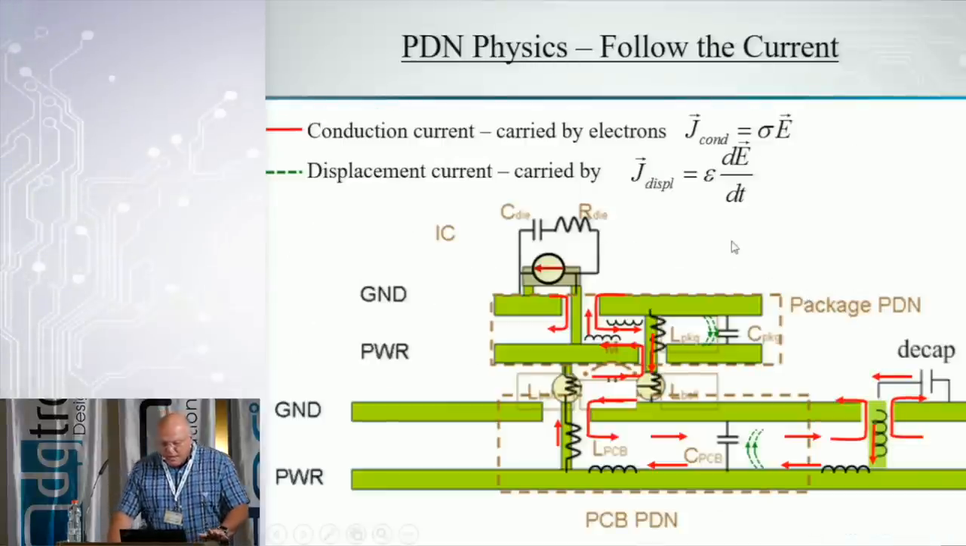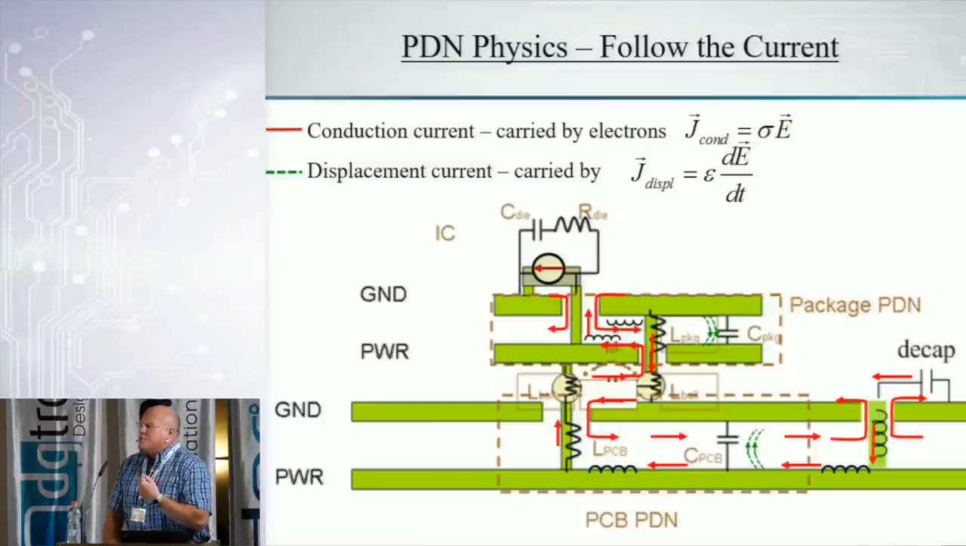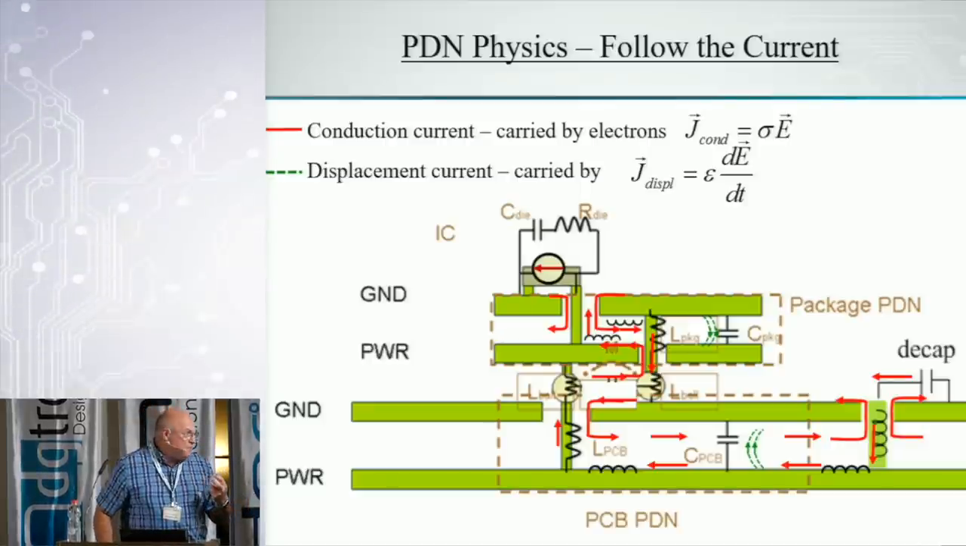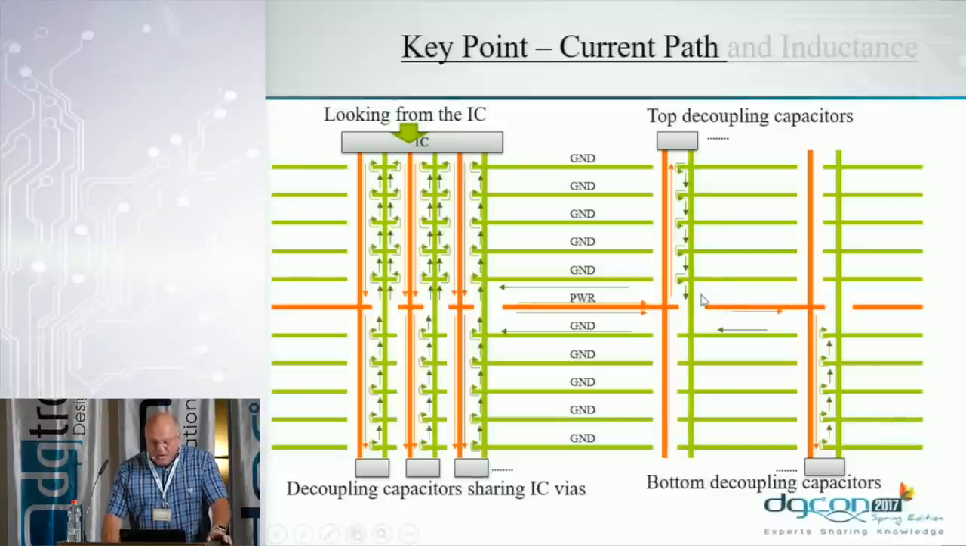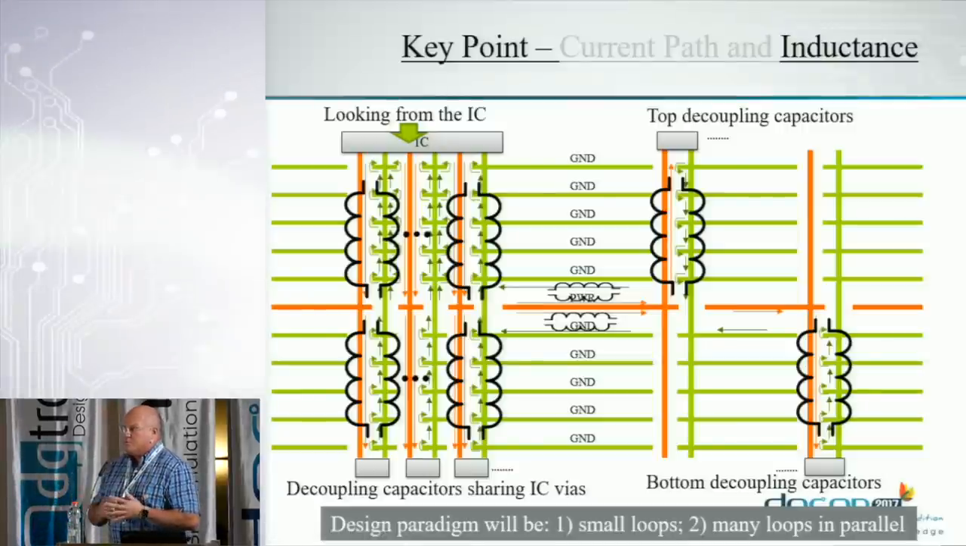Again, if we look at that same picture, but now we want to include the package here. So we go to the decap, down, across, up. We go up on the package and then up to the IC. We have the same story on the package as well, except the package geometry is even more complicated. But the geometric complexity aside, the charge delivery physics are still the same. So the strategy, the design paradigm here, is going to be basically many loops, small loops.